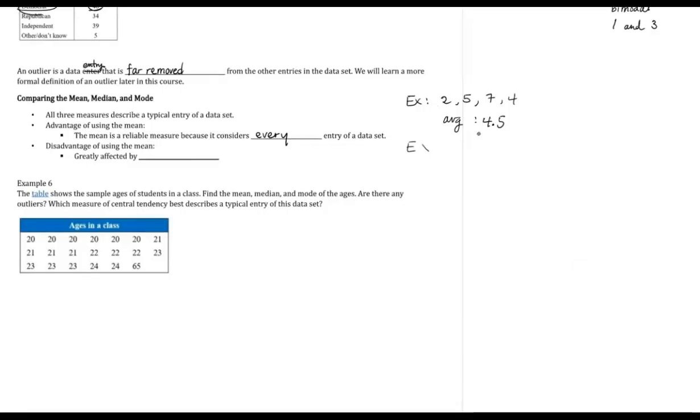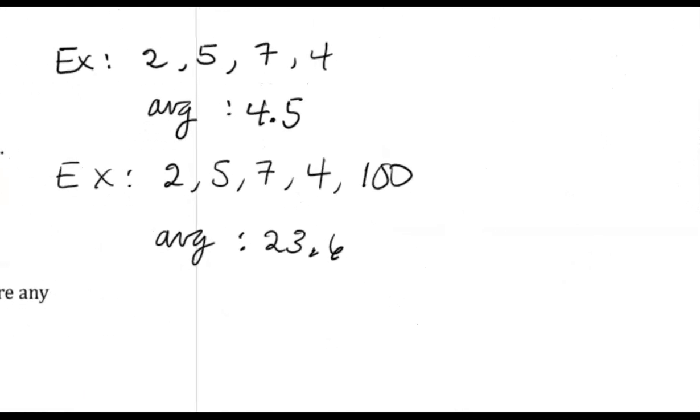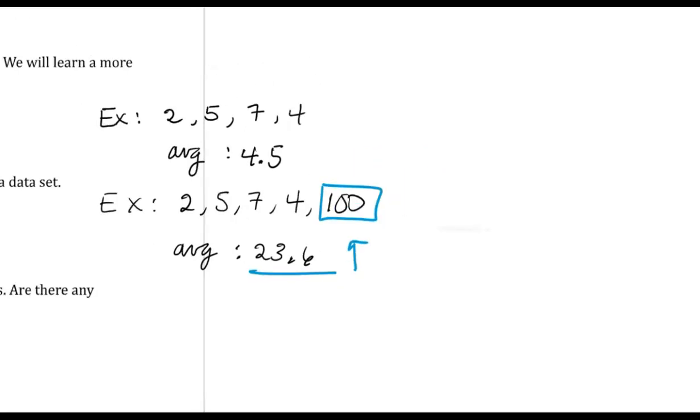Let's look at another example. Let's say this time I look at 2, 5, 7, 4, and then 100. So I added in this huge number. So 2 plus 5 plus 7 plus 4 plus 100 divided by 5 now gives me an average of 23.6. Look at that difference. Almost the exact same data set. I just added in 100, and the average has now gone way up to almost 24.